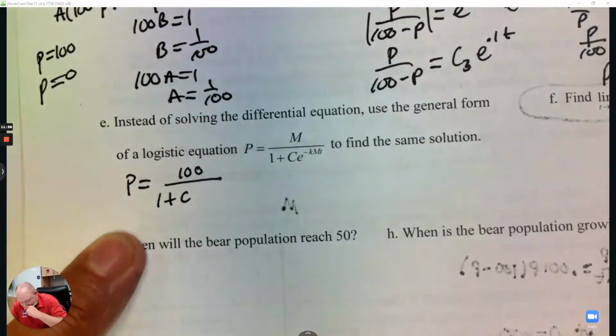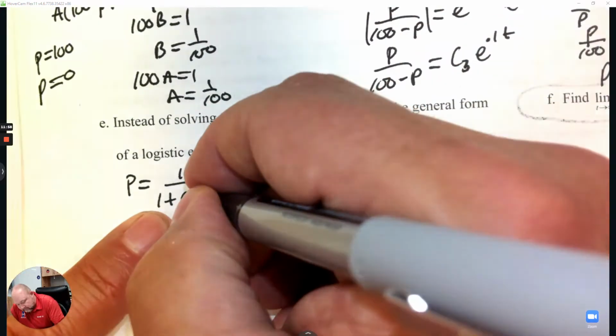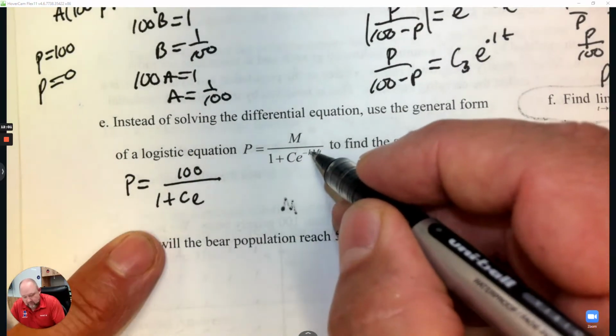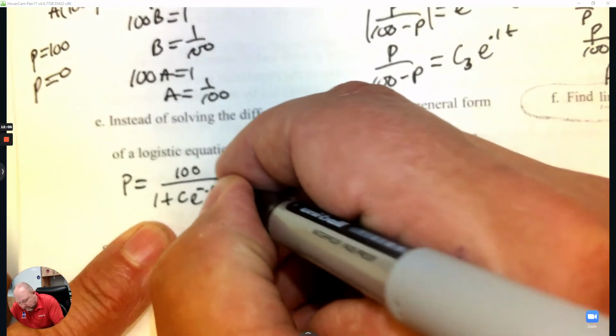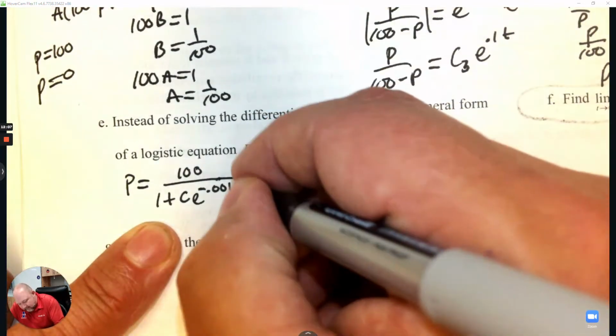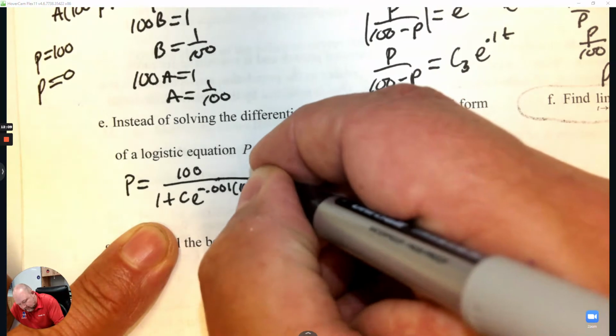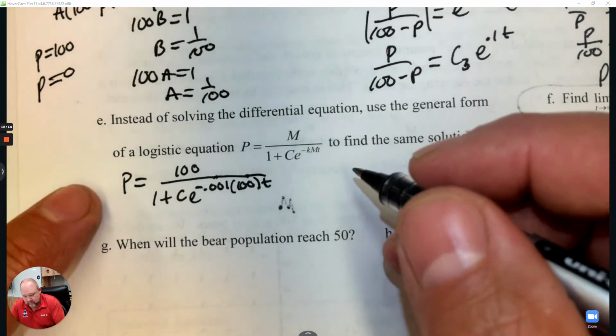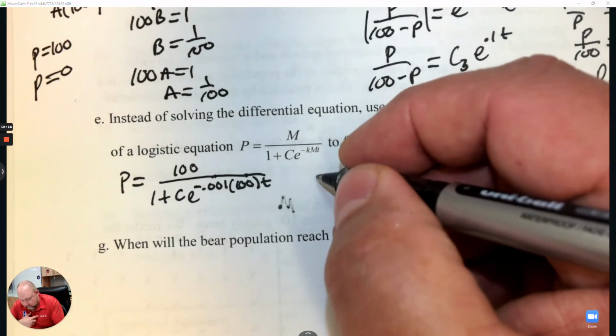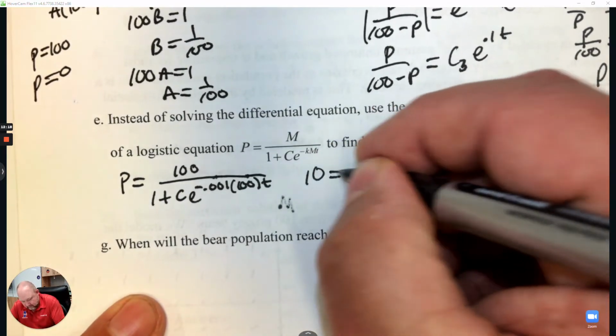C we don't know yet. But it's e, we said the k was 0.001. That was at the beginning of the question, 0.001. M, again, is 100. And then t, and then find the same solution. So we started with, there were 10 bears to begin with.